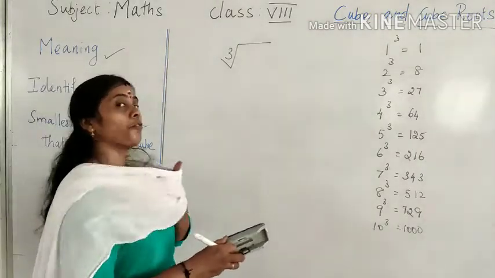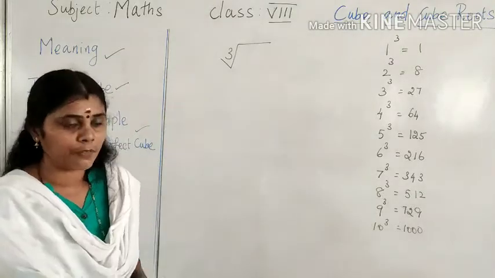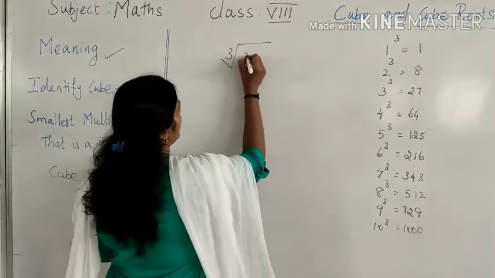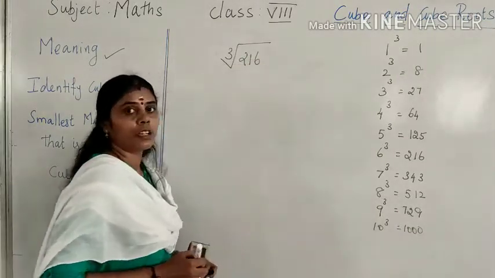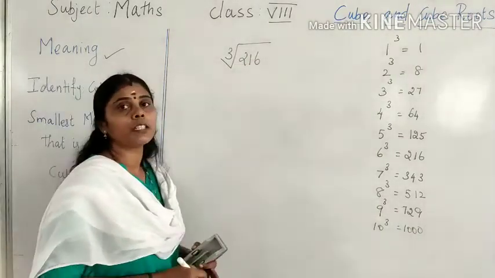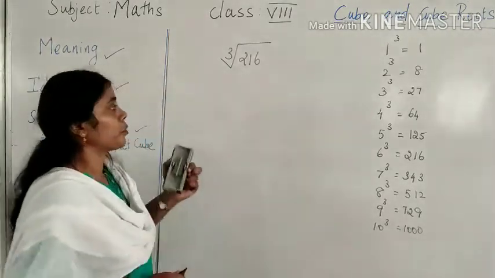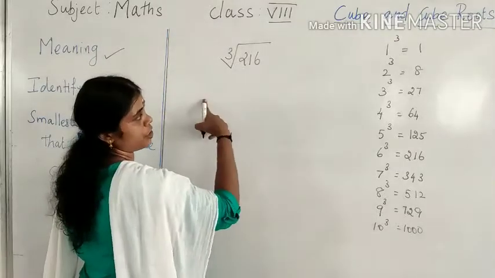So now, how to find the cube root using prime factorization? So this is the symbol of cube root. Suppose it is asked 216. Find out the cube root of 216, means how can we find it? Now I am going to take 216 using prime factorization.